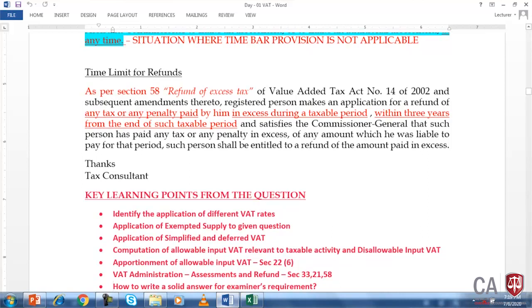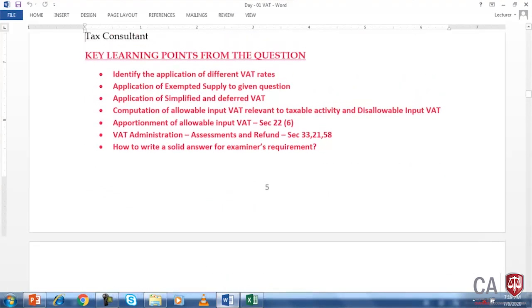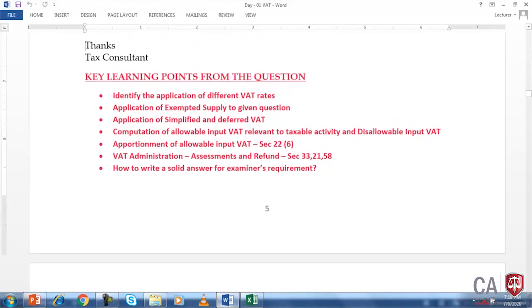Thanks. What's my position in this paper? Tax consultant. Would you like to be a tax consultant for the 3 hours and 15 minutes? For sure, you can pass the paper. Now, this is the latter part, the last part of the session. Okay, then we will see.